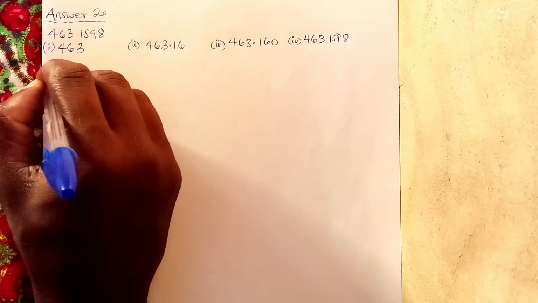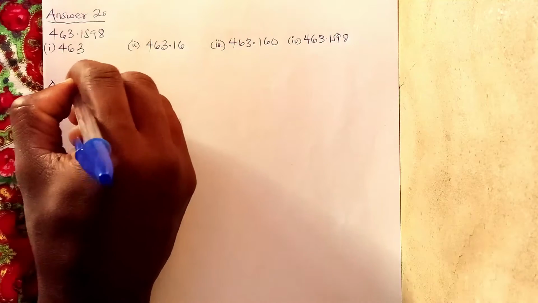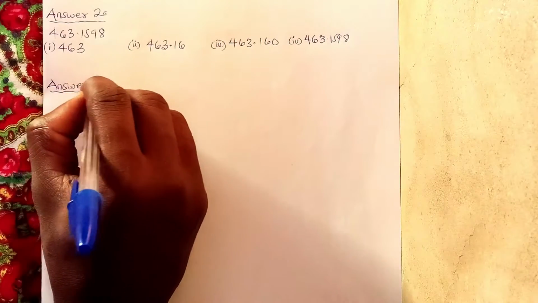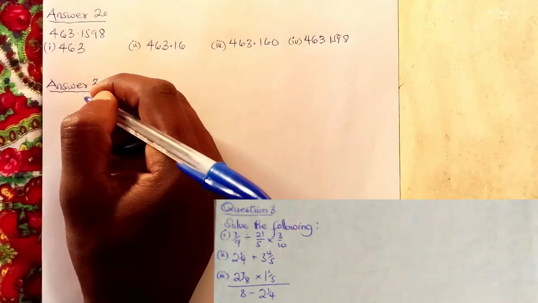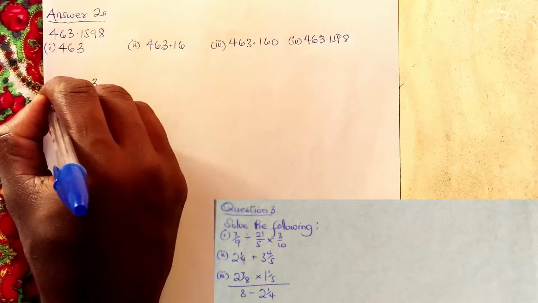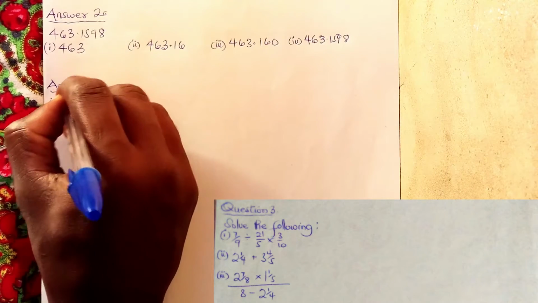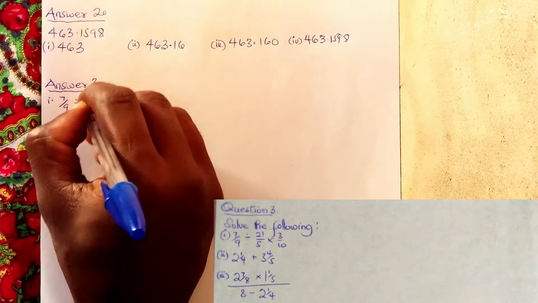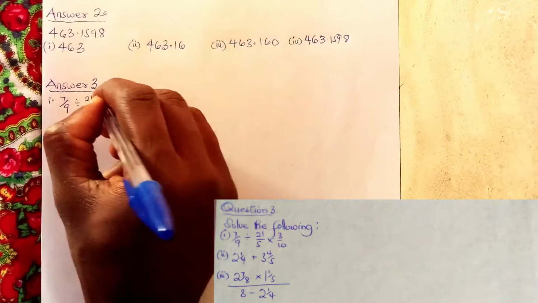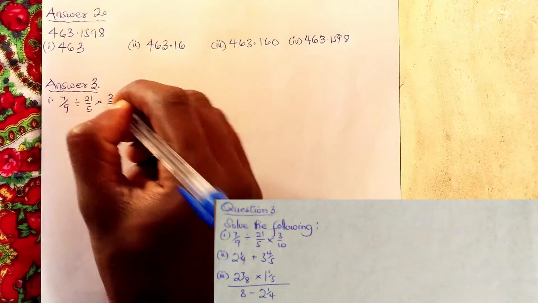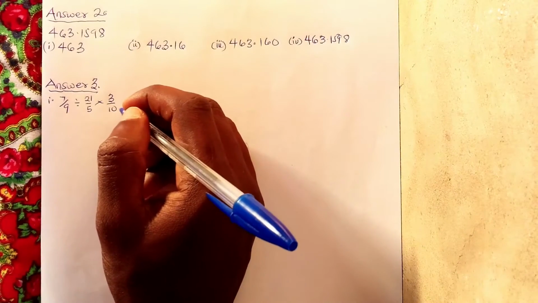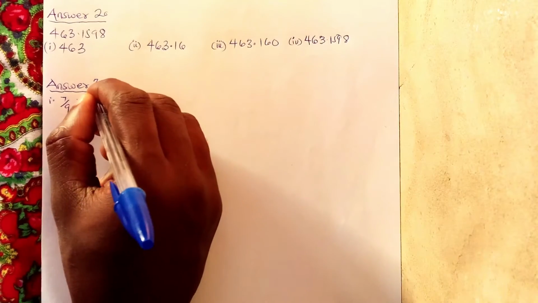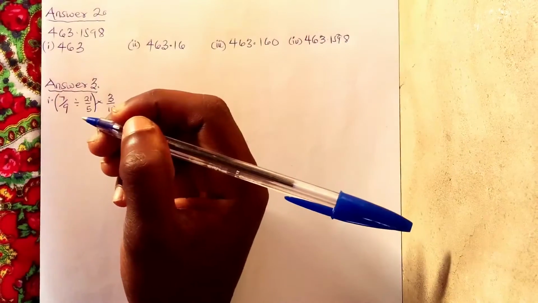Question 3. With question 3, we are asked to solve the following, of which I is 7/9 divided by 21/5 times 3/10. With this, BODMAS applies. Division, then multiplication. So we put a bracket here. Now we solve the division first.